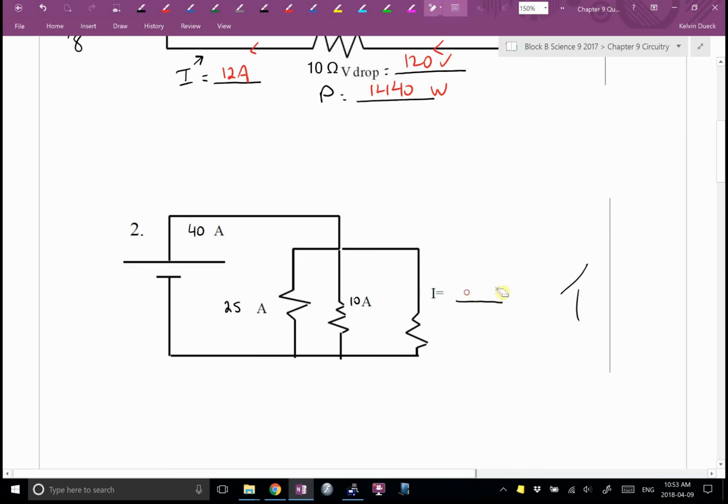Jimmy, how many amps right here? Oh, we don't know yet. How many amps right here? We have enough to figure it out. So you ready? Downhill, downhill, downhill.